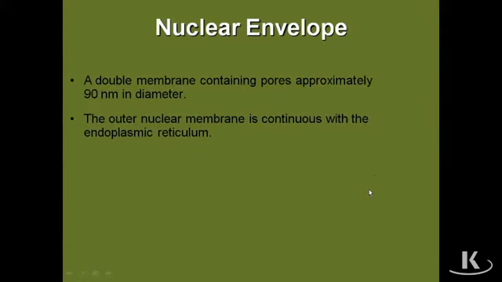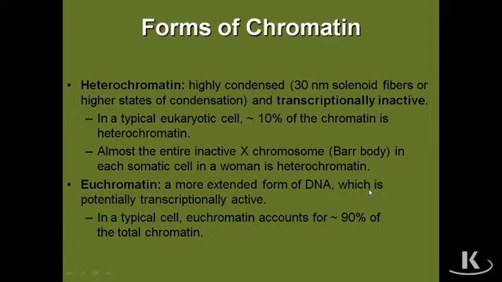The nuclear envelope, as we said earlier, is a structure that is in the form of a double membrane. And it contains pores that we'll see are continuous with the endoplasmic reticulum. And there's only one other subcellular organelle that contains a double membrane surrounding it, and that will be a mitochondria. Chromatin, as we indicated, is either in the form of heterochromatin, which is transcriptionally inactive, constituting about 10% of the chromatin in a typical eukaryotic cell, or it's euchromatin, which is basically a more extended and active form, which accounts in a typical protein-producing cell for about 90% of the total chromatin.